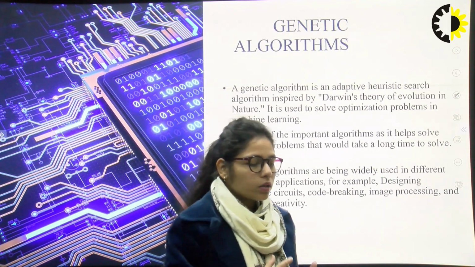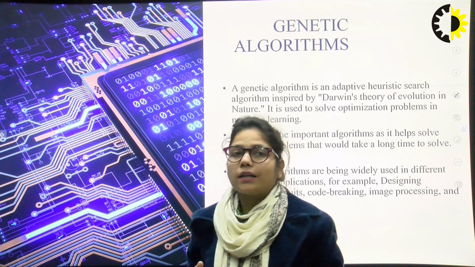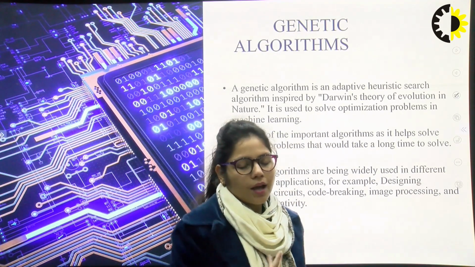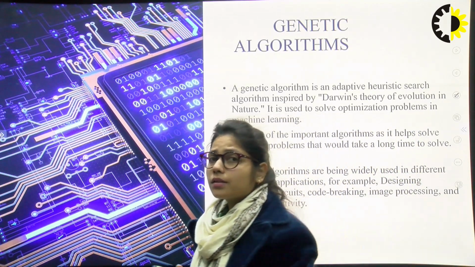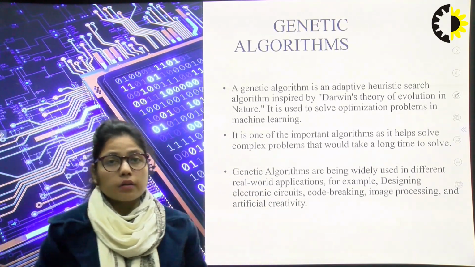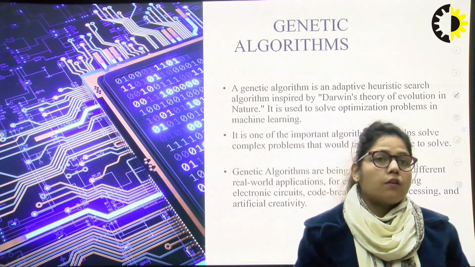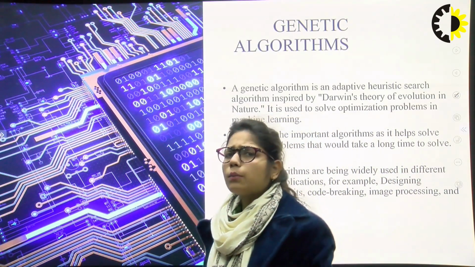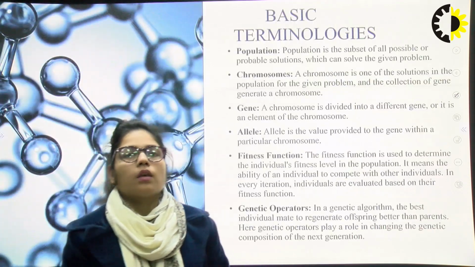Basically, a genetic algorithm is used for solving complex problems that have lots of data sets, are time consuming, and higher in cost. Genetic algorithms are widely used in different real world applications. For example, we have designing electronic circuits, code breaking, image processing, and artificial creativity.